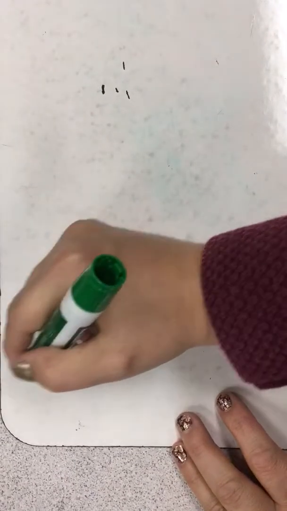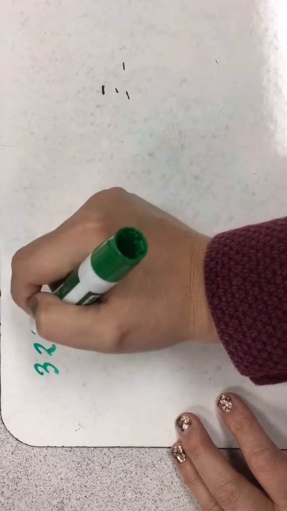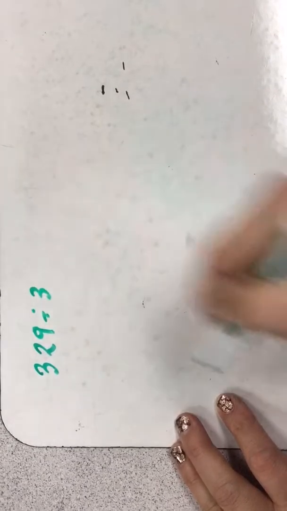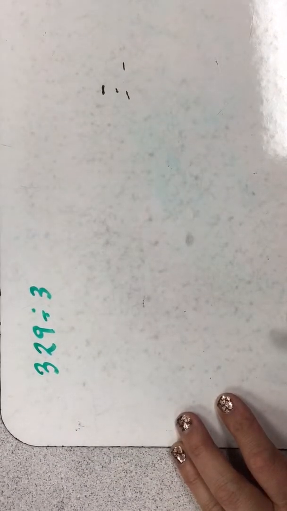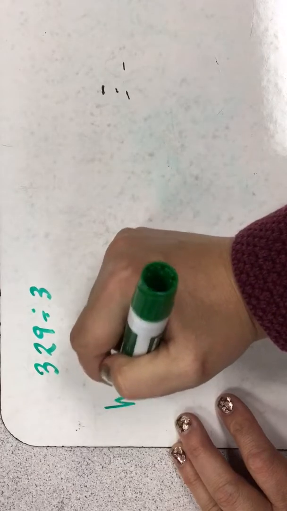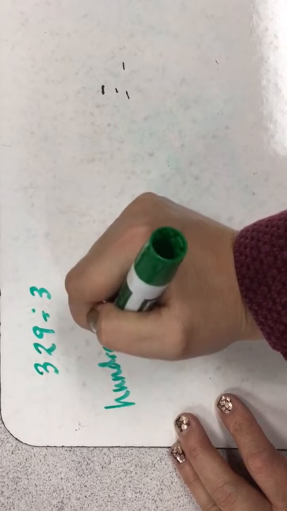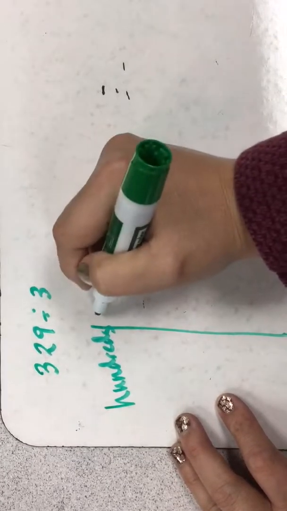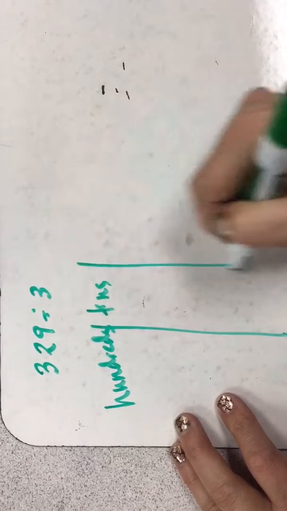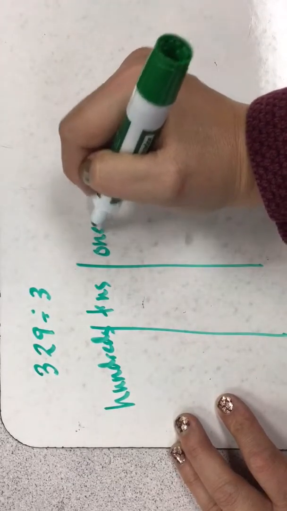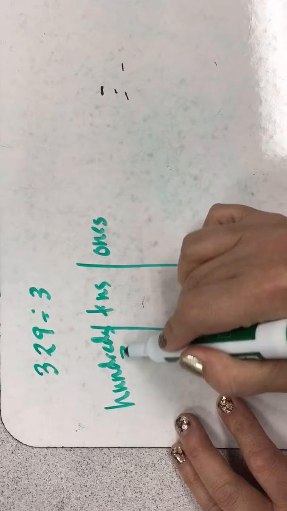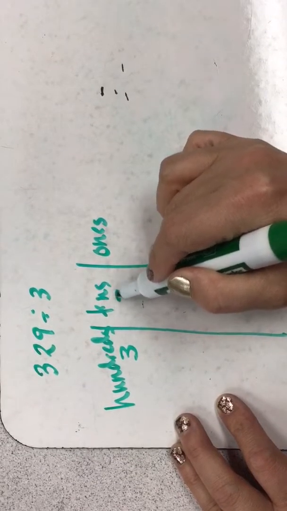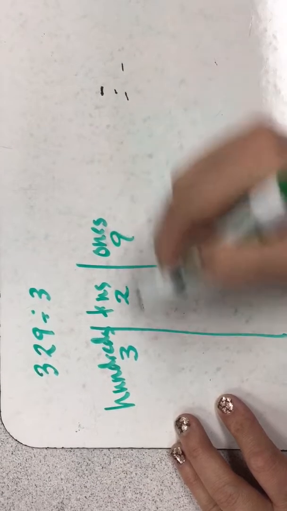Hi, so here's some easy and different ways we can think about division. If we're actually looking at the problem 329 divided by 3, one of the ways that we can actually model this out is by thinking about it as hundreds, tens, and ones. So we're actually starting out with 300, 2 tens, and 9 ones.